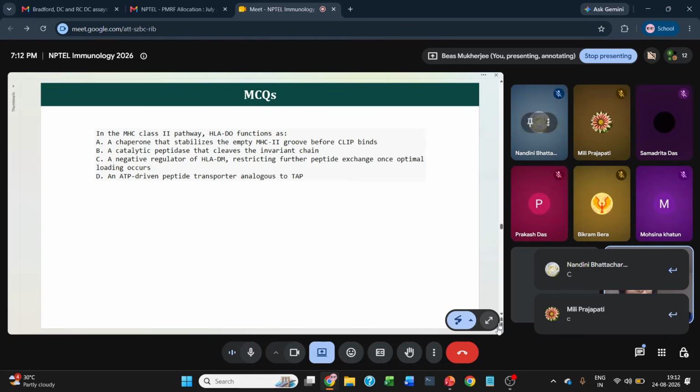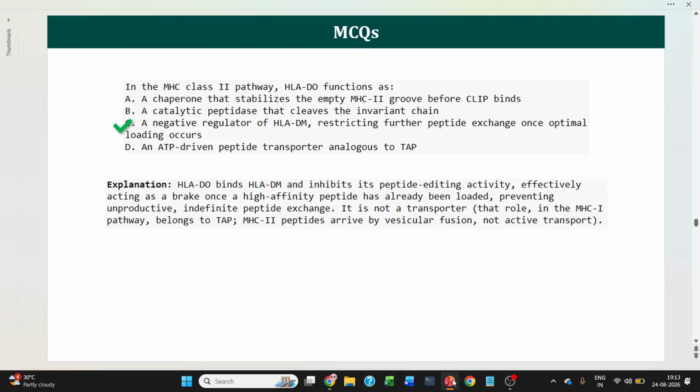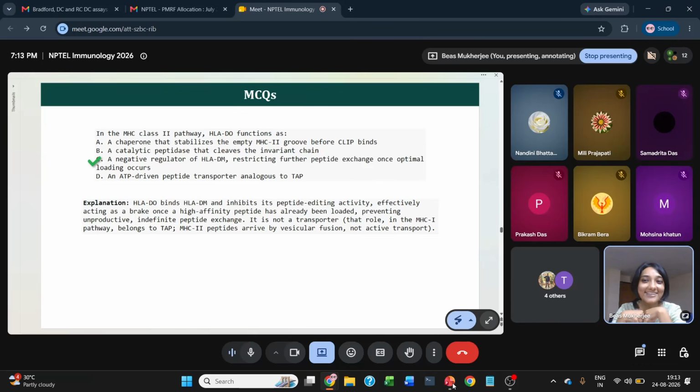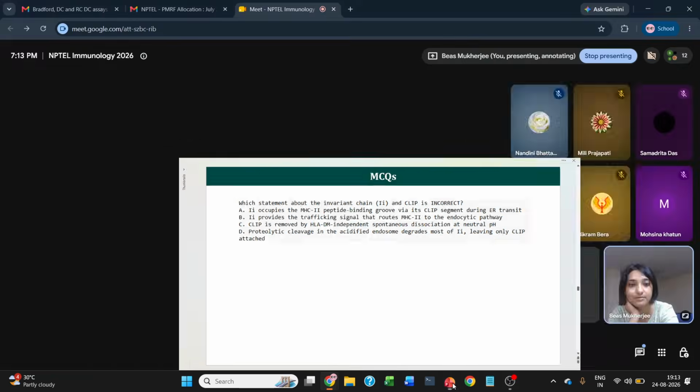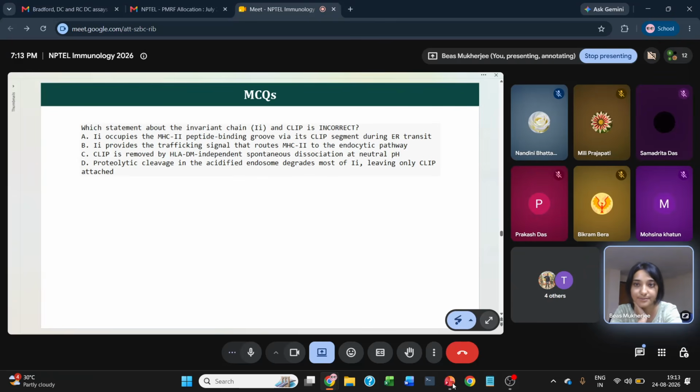Not all answers are B. Come on, you'll have to read the question at least. So it is C. C is the right answer here. HLA-DO acts negatively on HLA-DM, and it is restricting further peptide exchange once the right peptide comes and binds. Now, which statement about the invariant chain and CLIP is incorrect?